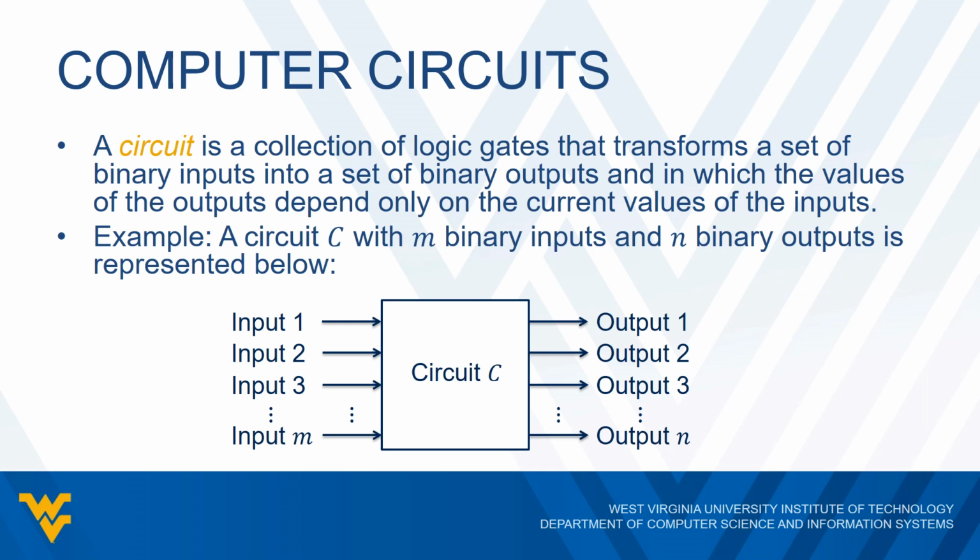These gates inside the circuit C can be interconnected in any way. So we're going to use a combination of AND gates, OR gates, and NOT gates. And there may be some other types of gates, but we're not really going to worry about them in this class. The only ones we're going to worry about are AND, OR, and NOT. But inside this circuit, there could be any combination of these gates.